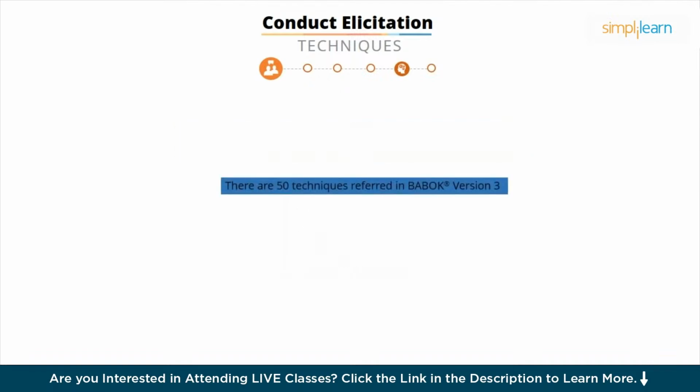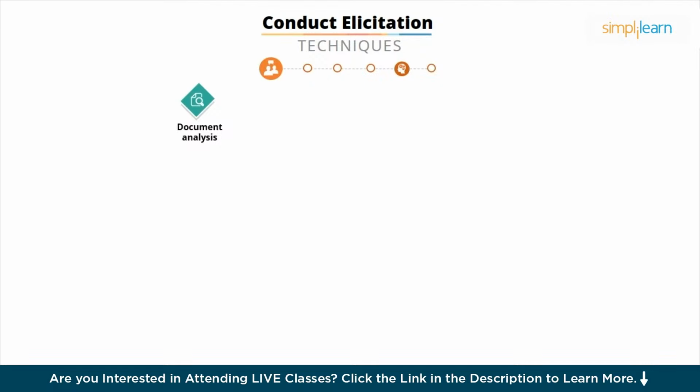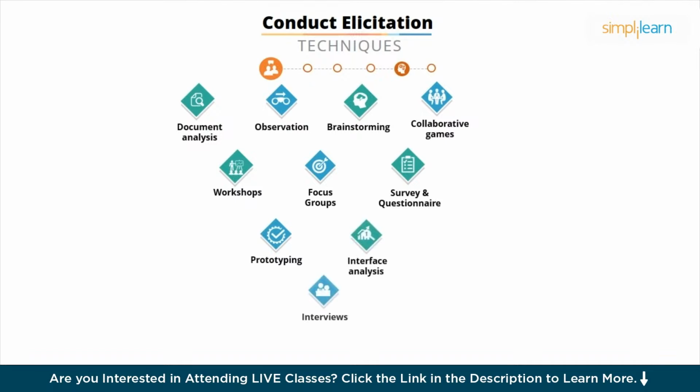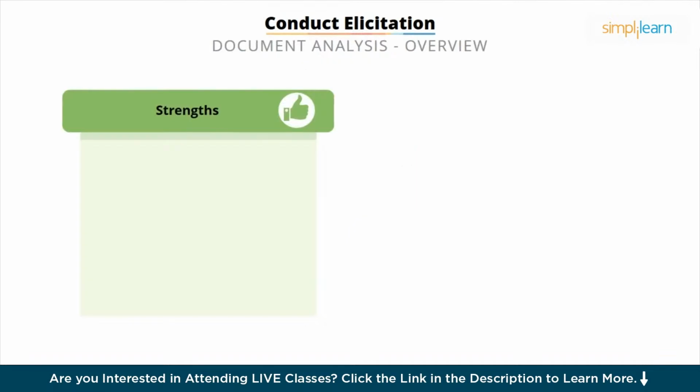There are 50 techniques referred to in BABOK version 3. We will learn each of these techniques in different knowledge areas. Let's look at 10 techniques: document analysis, observation, brainstorming, collaborative games, workshops, focus groups, survey and questionnaire, prototyping, interface analysis, and interviews in detail. Document analysis is used to elicit business analysis information by examining available materials that describe either the business environment or existing organizational assets.